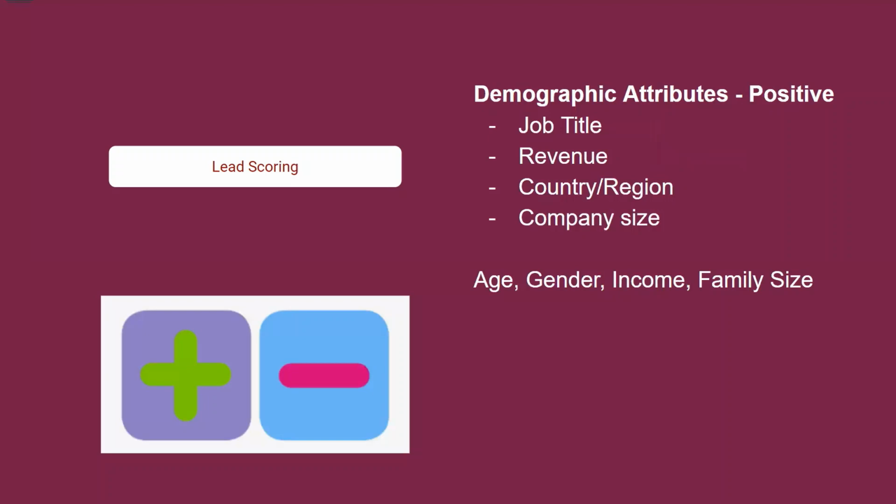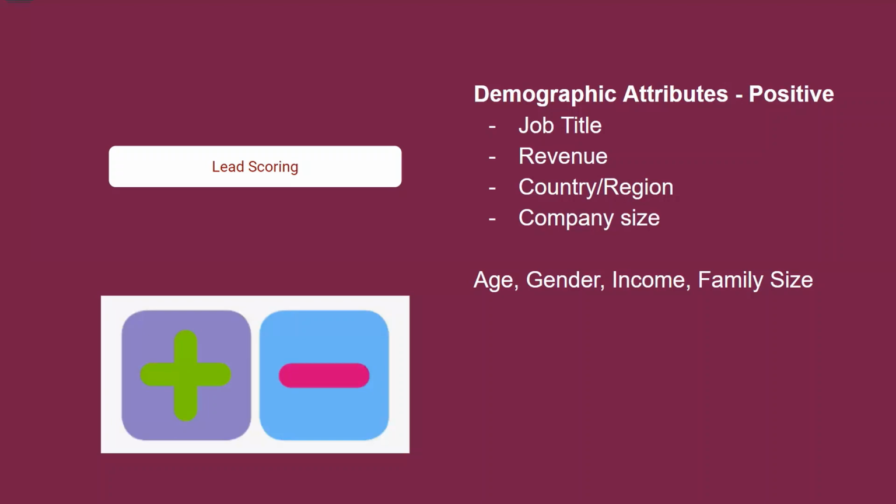Further are demographic attributes. Demographic attributes are the lead attributes a company is interested in. For example, I sell a project management tool, so I am interested in someone who is already a project manager, director, or CEO who can make the decision to check my demo of my product. So job title is quite important in demographic scoring. Revenue, yes, if they are able to buy your product or service.